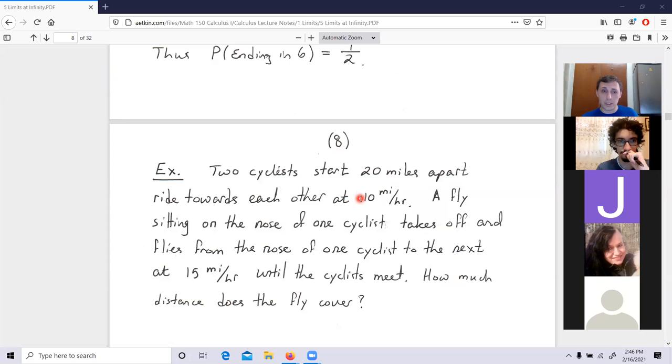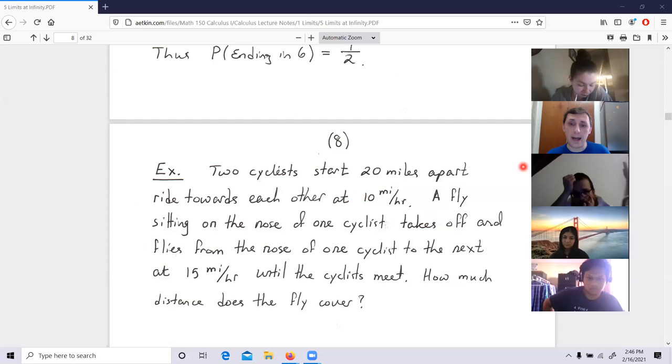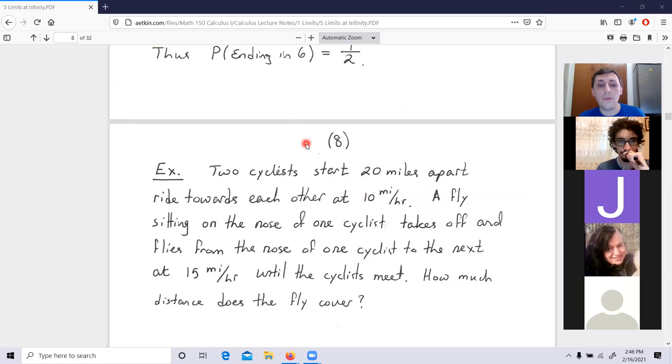And the fly will move back and forth from the nose of one person to the other until the cyclists meet. Imagine that those cyclists will meet touching noses. You understand? They will touch with their noses. Clear? The question is how much distance will the fly have covered?